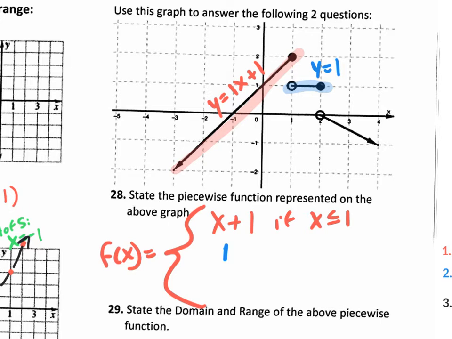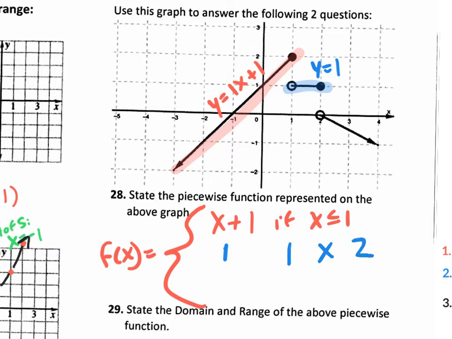Now, this condition is a little bit more interesting because it doesn't start here. It doesn't start at 1 and go that way forever. It doesn't start at 2 and go this way forever. It's only between the x value of 1 and the x value of 2. So that's not that difficult to do. All you got to do is recognize between 1 and 2. So what's between 1 and 2? Your x's. So we're going to put x right in between the 1 and the 2.